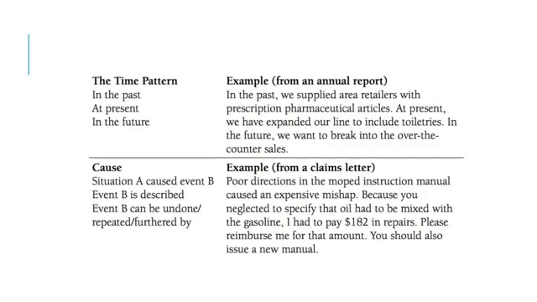The second one is about cause. You can describe the situation and because of what. For example, situation A caused event B. Event B is described. Then event B can be undone or repeated or furthered by what? This is an example from a claims letter. Poor direction in the instruction manual caused an expensive mishap because you neglected to specify that oil had to be mixed with the gasoline. I had to pay 182 in repairs. Please reimburse me for the amount. You should also issue a new manual. So you basically say what's the problem, what I have to do to solve the problem, and then what? Something like that.